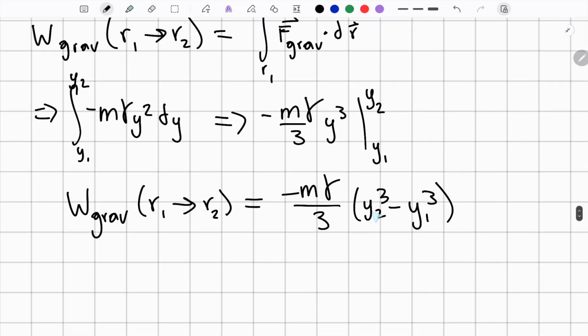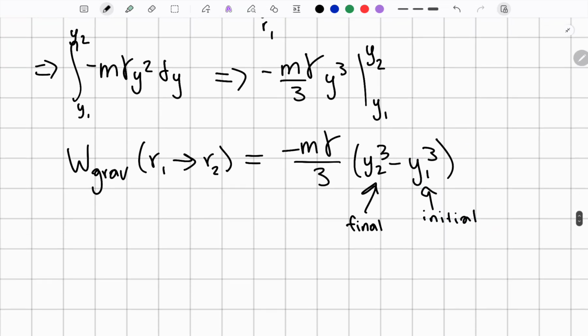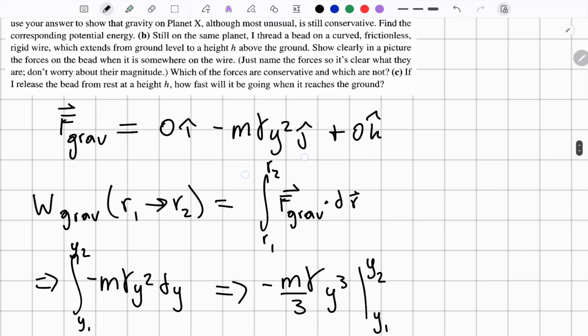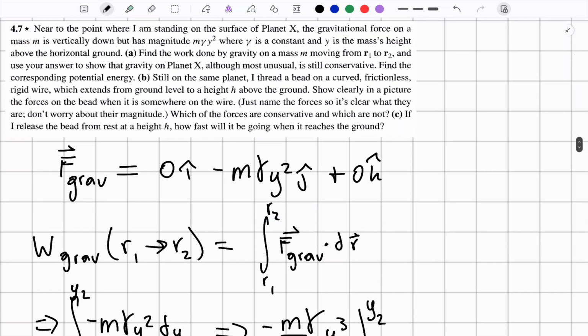So this is only dependent on our final and initial positions. That's the key word. It's only dependent on position, which means that our force is conservative. So the force of gravity on this planet is still conservative, although it is different.